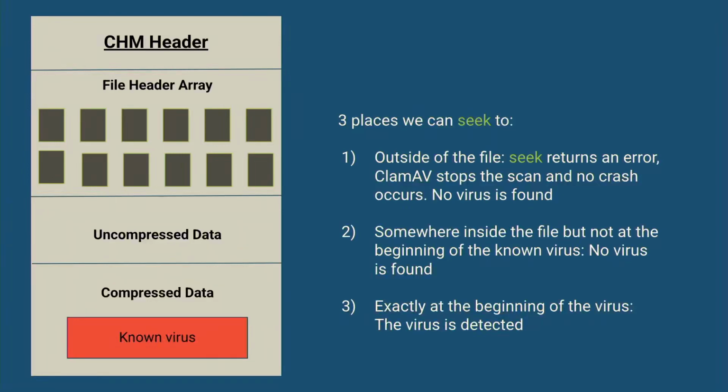Now, the second possibility is that we seek somewhere, anywhere within the file. In that case, garbage is decompressed, or the decompressor just returns an error and says, I can't decompress this. And the third possibility is a very, very low probability that we seek exactly to the beginning of the known virus. In this case, the virus would be detected.